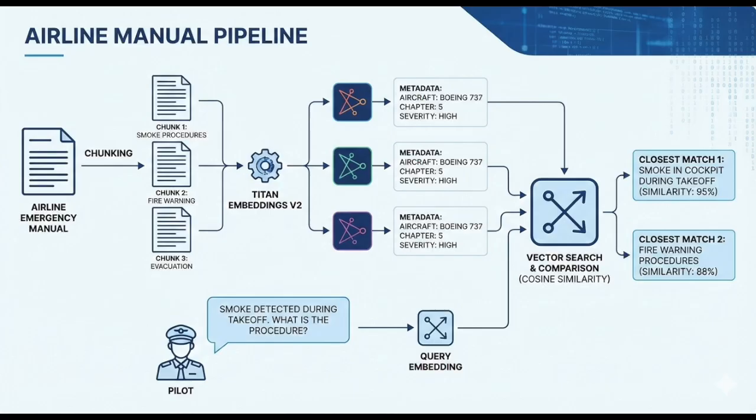Part 4, the airline manual step by step. Now let's see this pipeline in action. First, the emergency manual is prepared. It's chunked into small, meaningful sections. Each chunk is embedded with Titan embeddings v2. Each chunk stores metadata: aircraft type, chapter, severity level. Now the pilot asks, smoke detected during takeoff. What is the procedure? The system embeds the question. That embedding is compared to all stored vectors. The closest matches are smoke in cockpit during takeoff and fire warning procedures. Those chunks score highest in similarity.